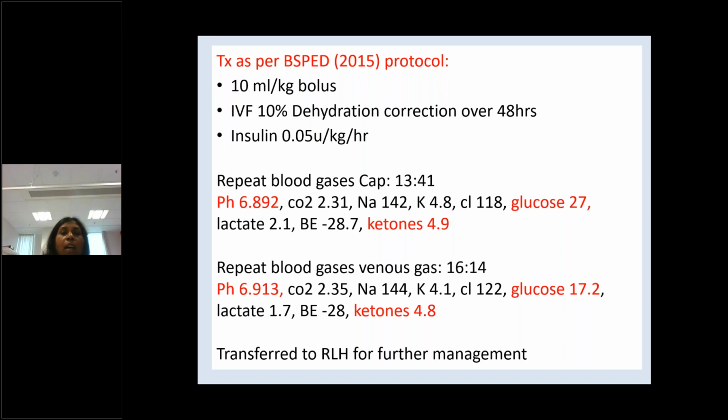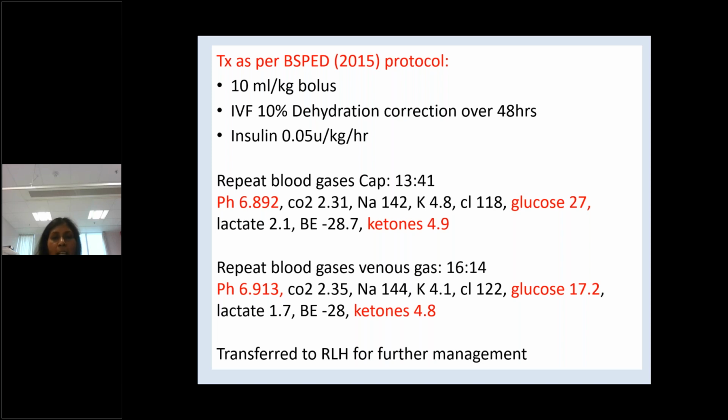This child is managed based on the previous protocol. I've just given the management as it was done at the time. So she was given a 10 mils per kilo bolus, and her dehydration was corrected over 48 hours, and she was started on insulin 0.05 units per kilo per hour. A repeat blood gas showed a pH of 6.892, glucose 27, and the ketones were 4.99.